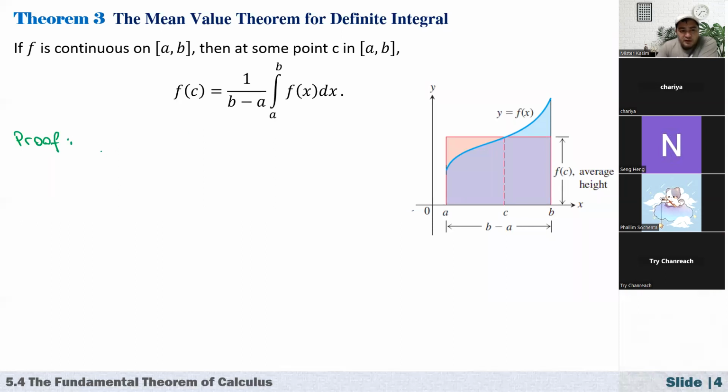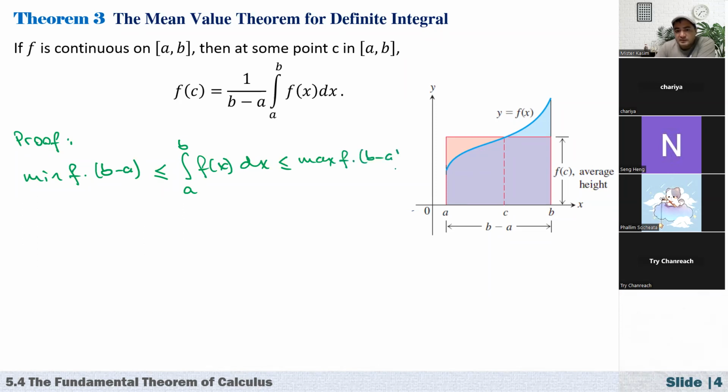So for every function, we can write this inequality. Here we have the minimum, I need to write minimum first. So the minimum value of f times b minus a over the interval [a, b] is always less than or equal to the integral from a to b of f of x dx, which is less than or equal to the maximum value of f times b minus a. Now, if you divide all sides by b minus a, because I know that b minus a is a positive number, what do we have here?